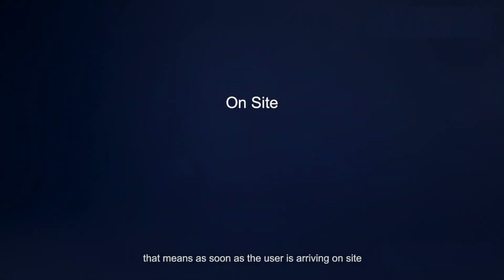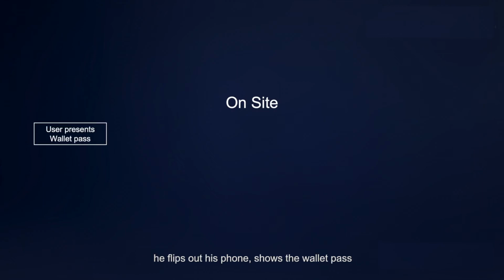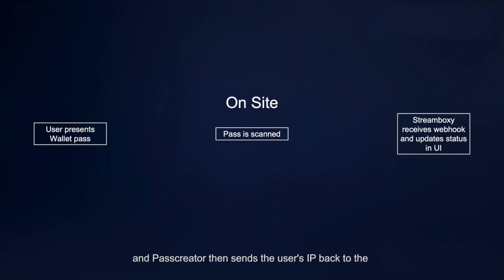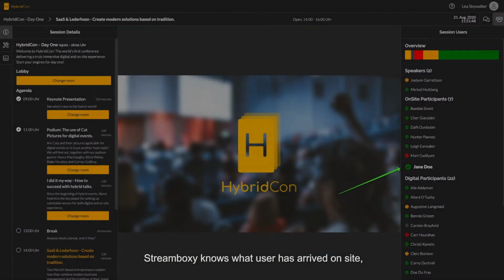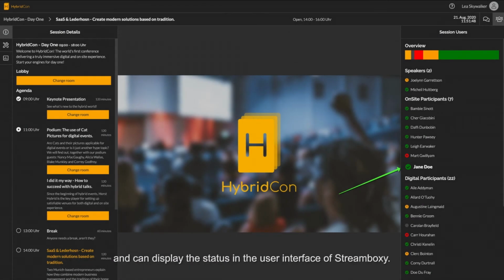Exactly. That means as soon as the user is arriving on site, he flips out his phone, shows the wallet pass that is scanned using the Passcreator companion app, and Passcreator then sends the user's ID back to the Streamboxy API. Therefore, Streamboxy knows what user has arrived on site and can display the status in the user interface of Streamboxy.